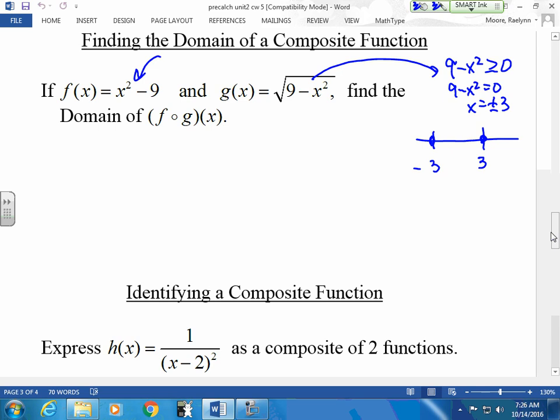Which way is your parabola opening? Down. So where are your positives? Right in here. Aren't these positives, these negatives? If not, put this in your calculator. Test to the left, test in the middle, test to the right. You're testing the value of your function. The value of your function is your y value. So this tells me my domain can only go from negative 3 to positive 3.